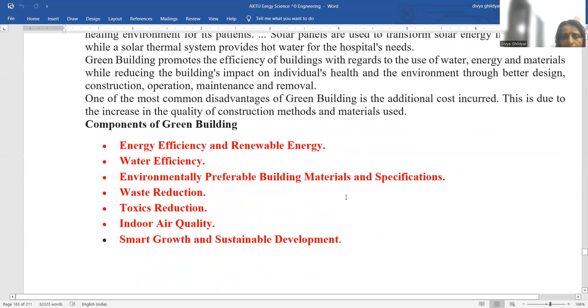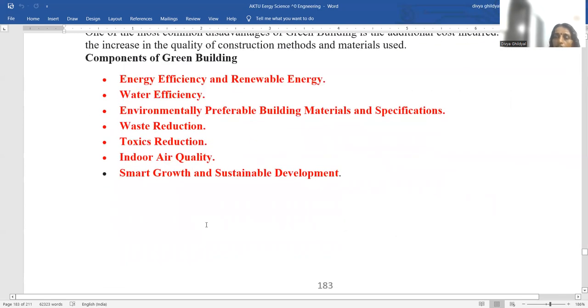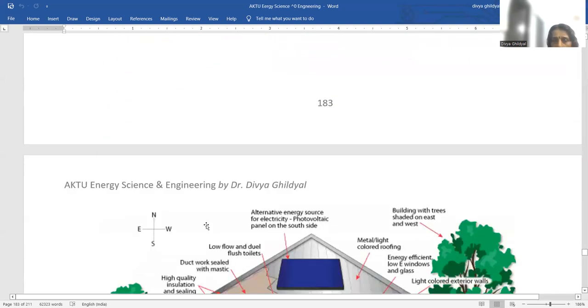So green building has major components of energy efficiency and renewable energy, water efficiency, environmentally preferable building materials and specifications, especially for civil engineers, waste reduction, toxic reductions. Green buildings and green architecture have banned the use of plastics while making the building itself, or while incorporating elements that go into making it. For indoor air quality enhancement, they have put up oxygen-loving plants, which give oxygen even at night, like aloe vera, tulsi, etc., and smart growth and sustainability.